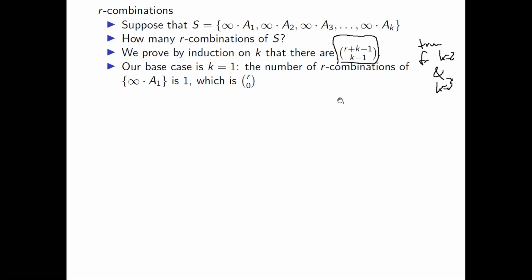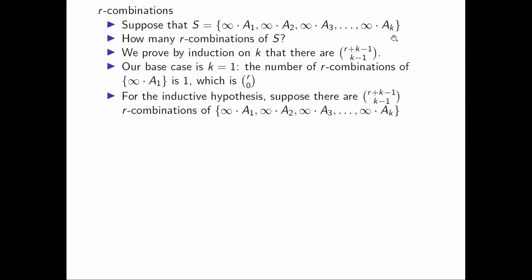So for k equals 1, the multiset S is just a1, infinitely many copies of it, and the number of r-combinations of that is just 1. Since all the a1s are the same, there's just one way to have r a1s. So that's going to be r choose 0, and we can see that r choose 0 is equal to r plus 1 minus 1 choose 1 minus 1. So that's our base case.